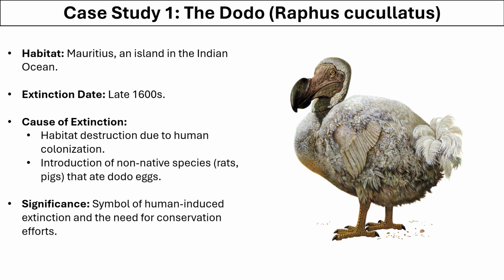The dodo. The dodo was found in Mauritius, an island in the Indian Ocean. It went extinct in the late 1600s. The major causes of its extinction were habitat destruction because of colonization by human beings and the introduction of non-native species that ate dodo eggs. The extinction of the dodo is a symbol of human-induced extinction, and it calls for the need for conservation efforts.